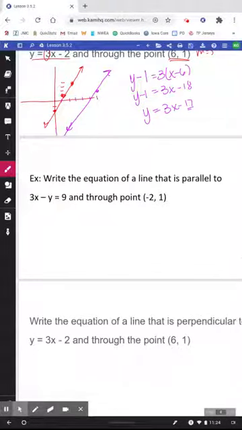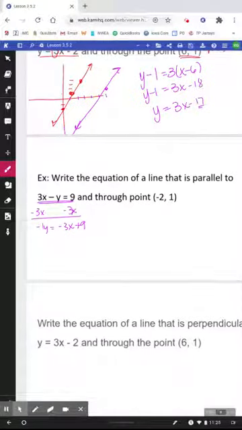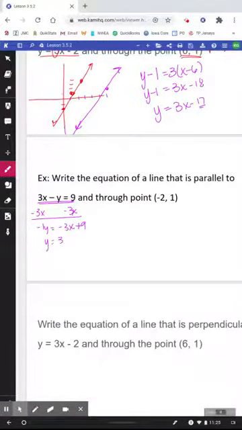Another example here. In this problem, we do not have our slope because it's not in slope form. So before I can even start, I have to subtract 3x to both sides. So that gives me -1y equals -3x plus 9. Divide everything by -1, which gives me y equals positive 3x minus 9. So my slope of my original line is 3. I want a parallel line, so I'm going to keep the slope as 3.